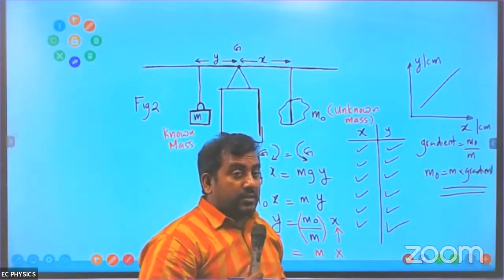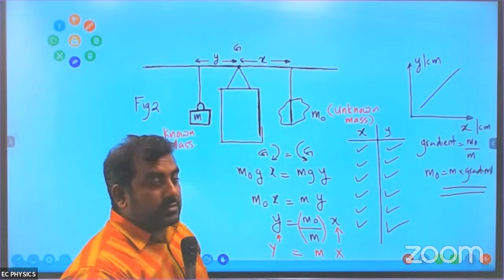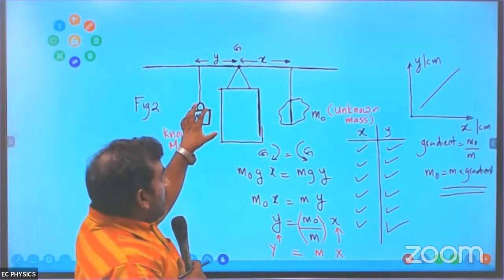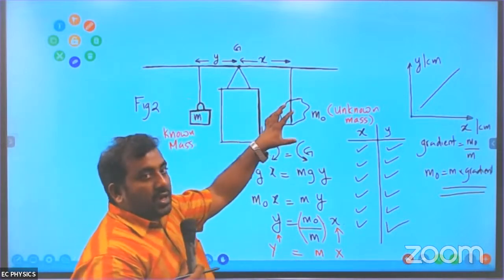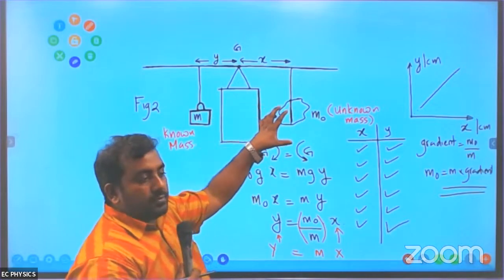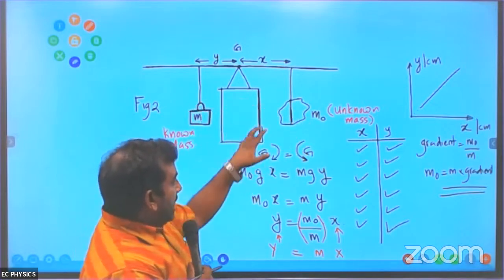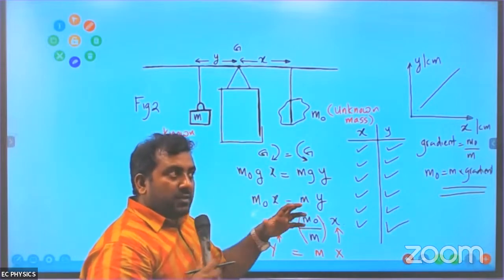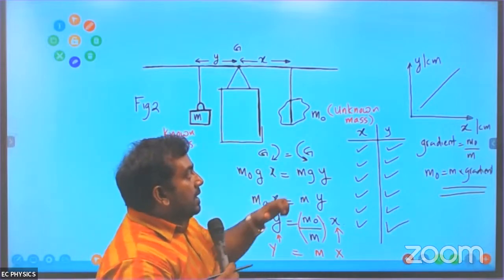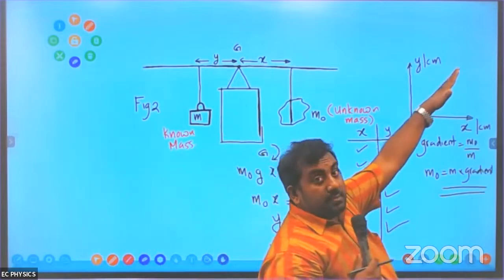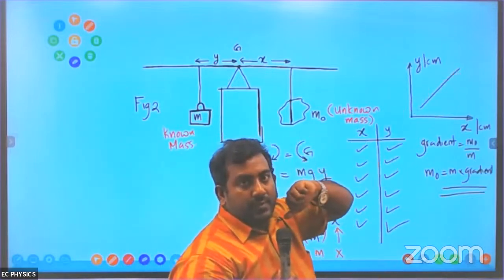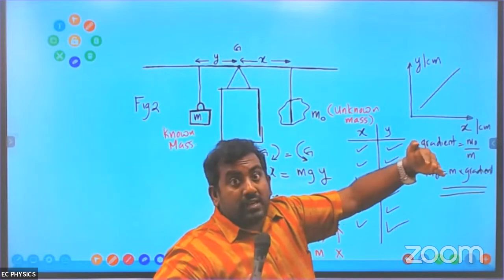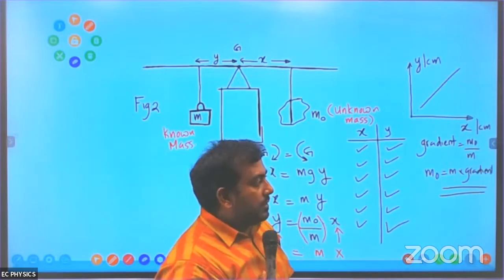Now look, when you're doing this experiment, there are small tricks that we use. What are they? We make sure that known mass and unknown mass are almost the same. If they are almost the same, what can you say about y and x? Y and x will also be almost the same. So this graph will be a highly symmetrical graph, and we can get a huge range of values as well. Okay?